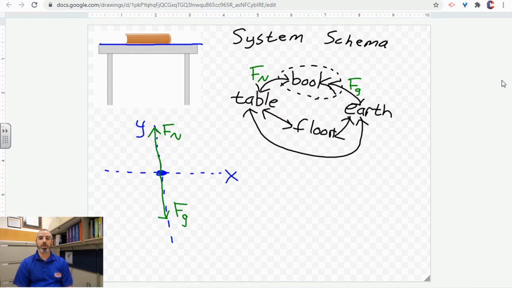Now because that book is not accelerating, I know that all forces must be balanced. So I only have two forces, so that means the normal force balances out the force of gravity. And this is how you draw your free body diagram for that situation with the book sitting on the table.